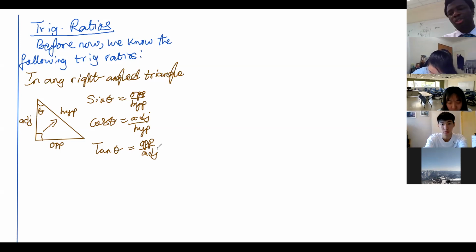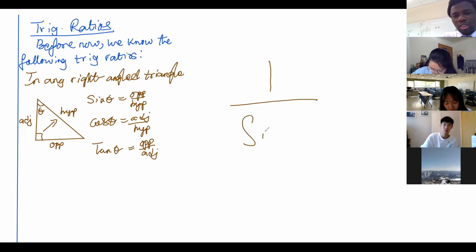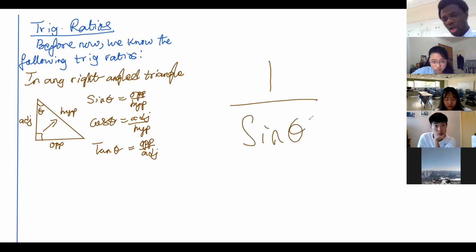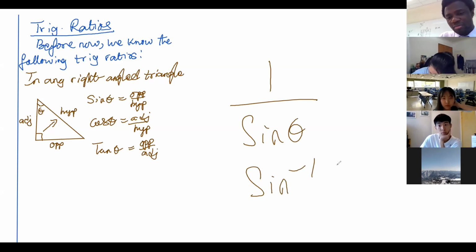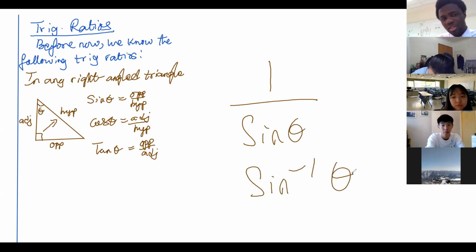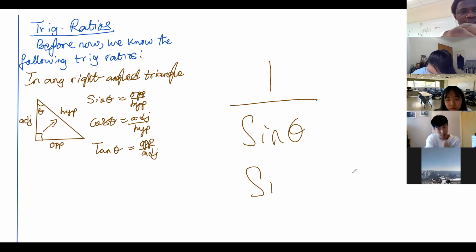Now we're going to introduce their reciprocals, not their inverse. There's a difference. Their reciprocal is when you raise them to the power minus 1. Their inverse is arc sine. They are not the same. Okay, so let's take note. The reciprocals are going to be introduced now.